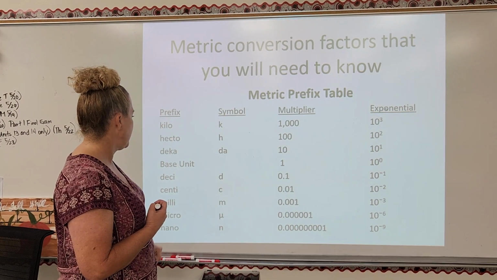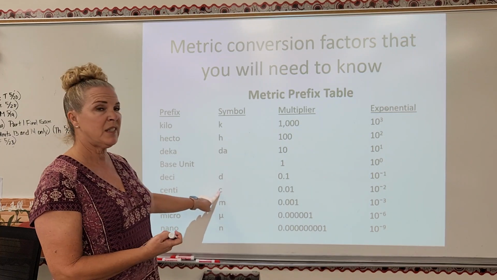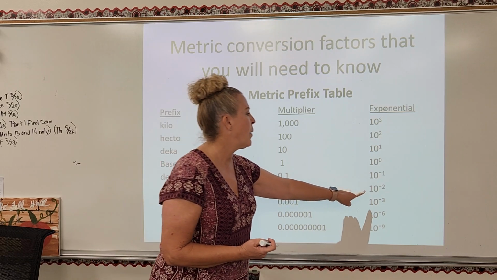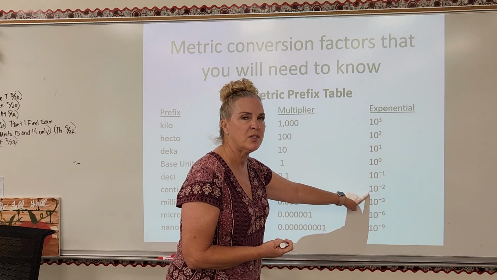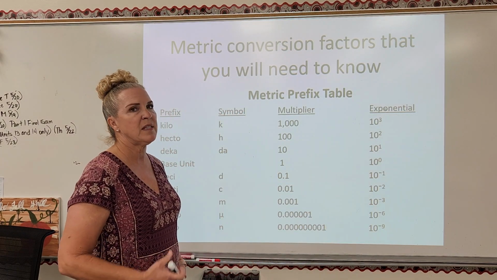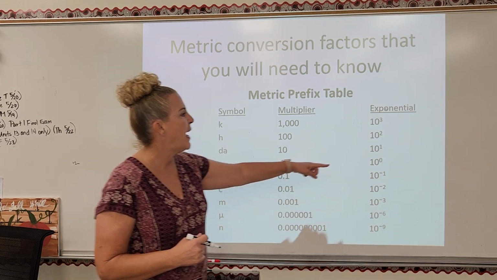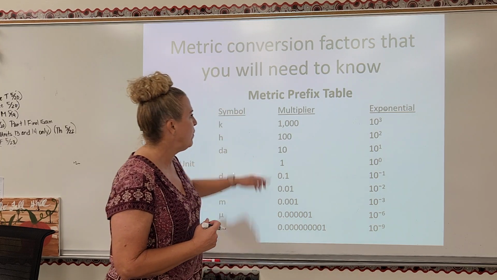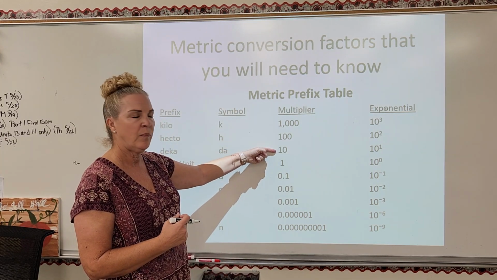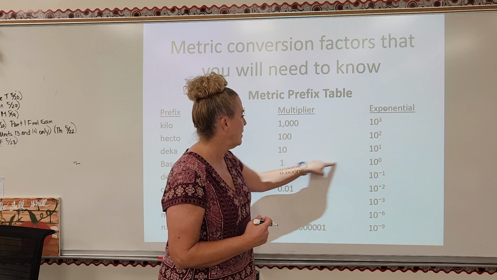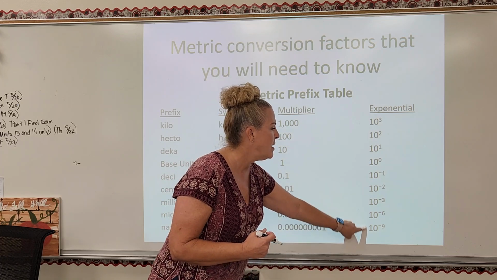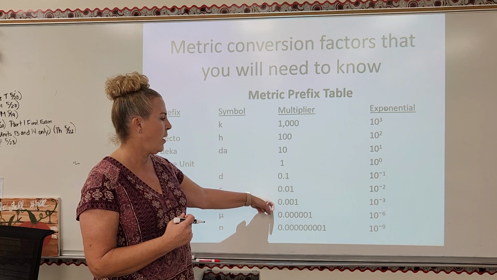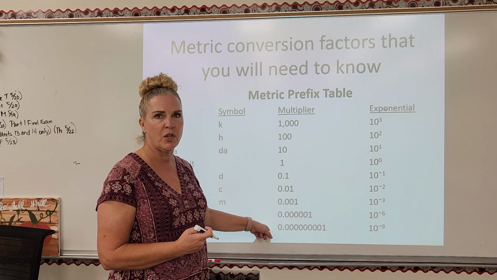We could look at centi. Centi with a C means 0.01, and it's represented with a 10 to the minus 2. When the prefix is larger than 1, it's going to have a positive exponent, right? Which means 1,000, 100, 10. When the prefix is less than 1, it's going to have a negative exponent, which means a decimal, 0.1, 0.01, 0.001, and so on and so forth.